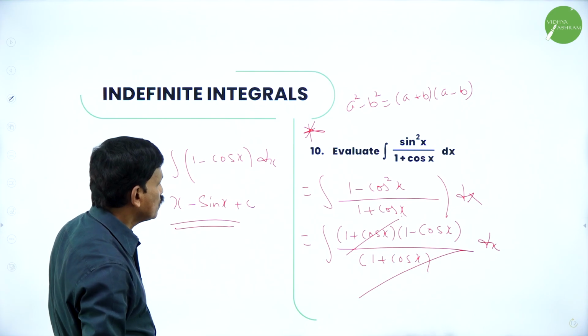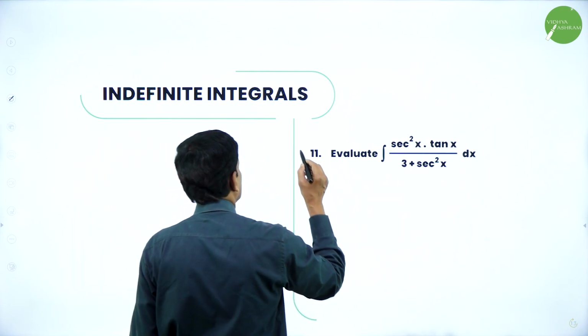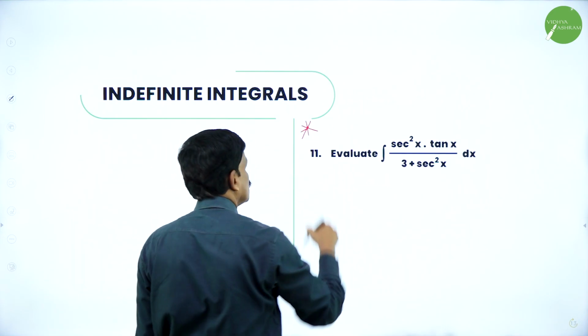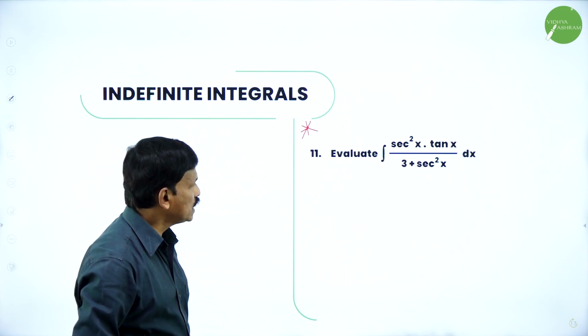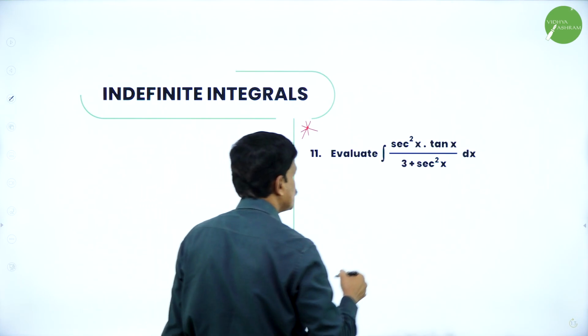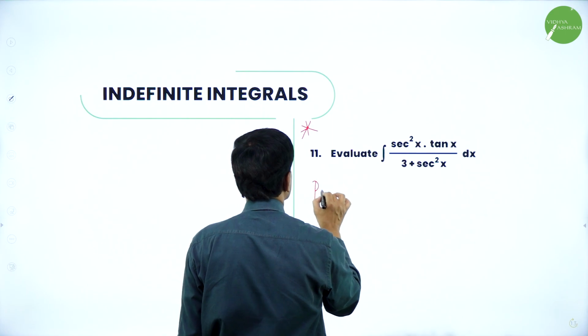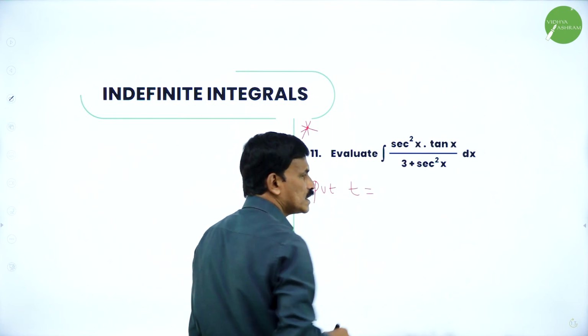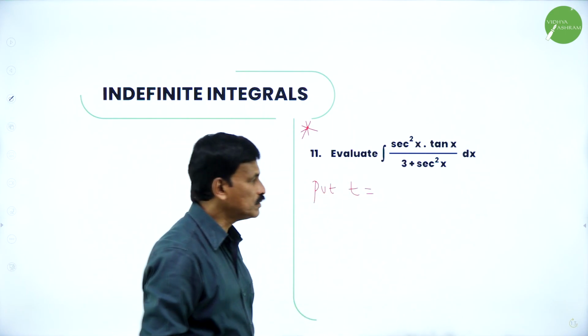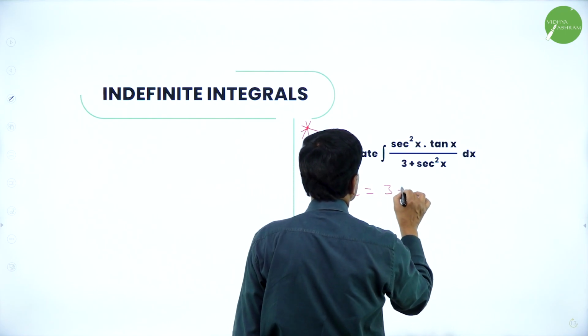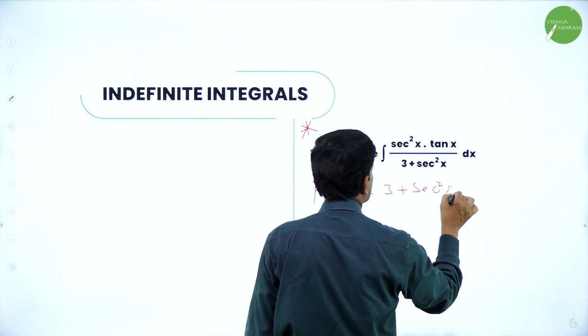Now, move on to the next problem. This is also an important problem. Evaluate secant square x tan x divided by 3 plus secant square x. So, let us integrate this by the method of substitution. Put t is equal to 3 plus secant square x.